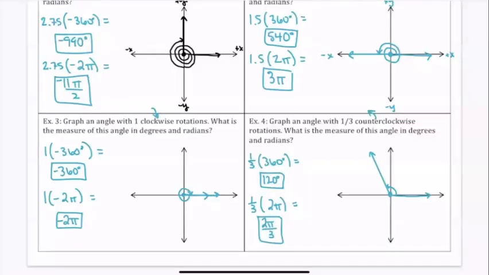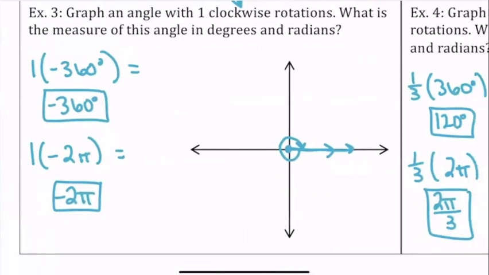Here are our 2 answers. For number 3, here's what our angle looks like. It just looks like a flat line going in the same direction, both the arrows, because you went around exactly 1 time clockwise, which is negative. You can see here when I multiplied, I did do negative for that purpose. So our angle is a negative 360-degree angle or a negative 2 pi angle.